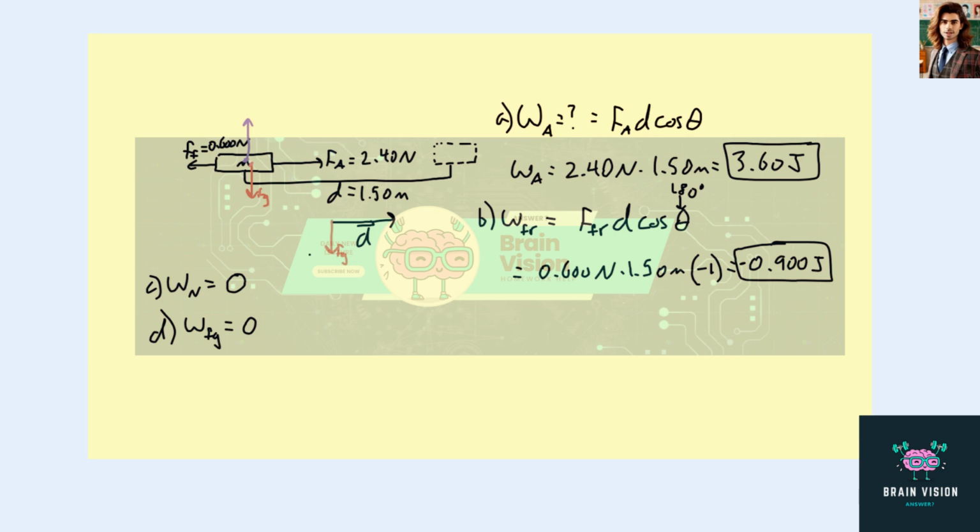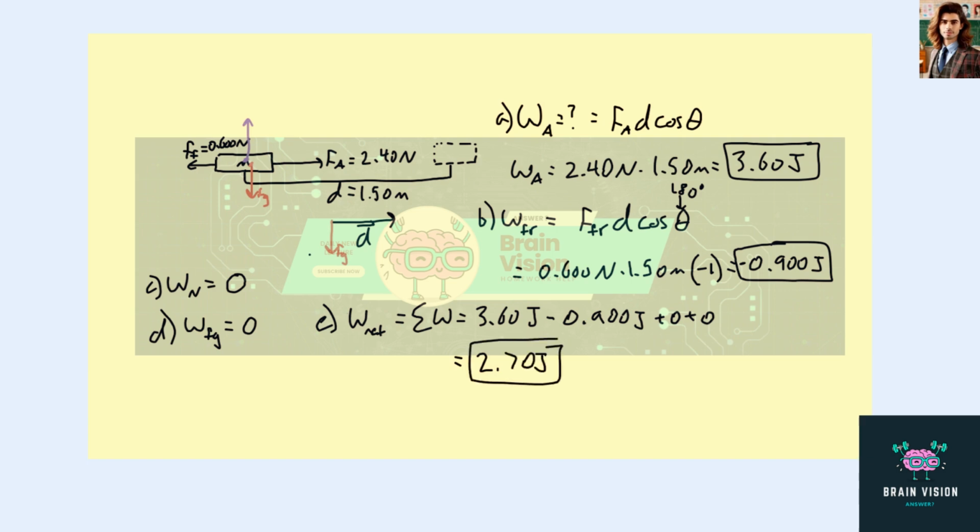Part E then asks, what is the net work done? Well, that's just going to be equal to the sum of all of the works. So that will be 3.60 joules from my applied force, minus 0.900 joules from my friction, plus 0 from my normal, plus 0 from my gravity. And so I'll get a net work of positive 2.70 joules. Hope that made sense, and I hope that helped out.